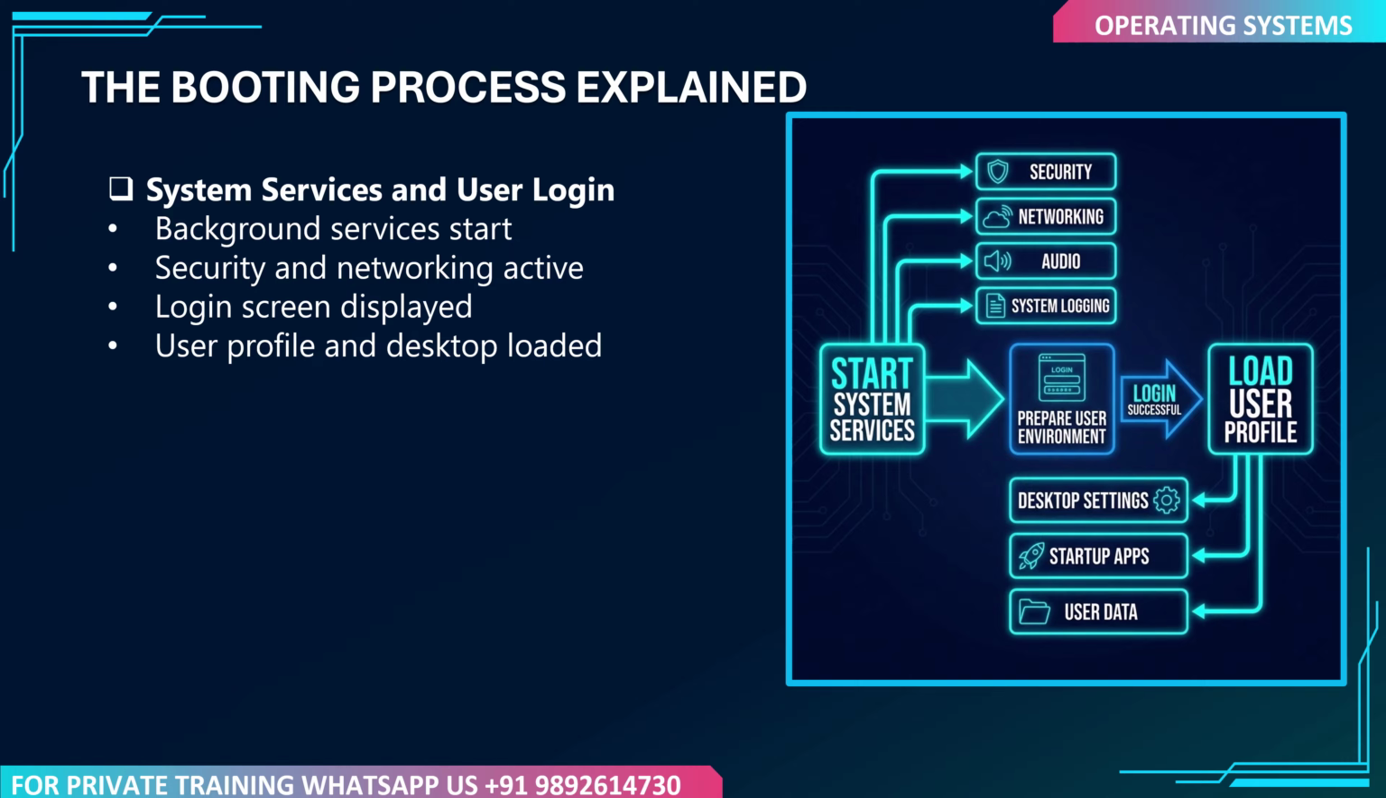Next, the operating system starts essential system services. These are background programs that support core functionality. Services related to security, networking, audio, and system logging begin running at this stage. Once system services are active, the operating system prepares the user environment. This is when you see the login screen.